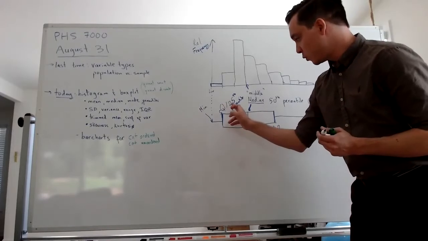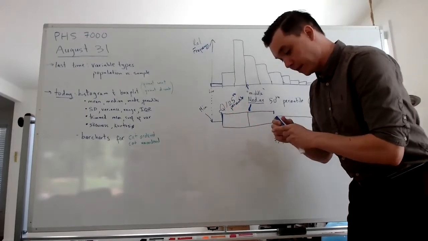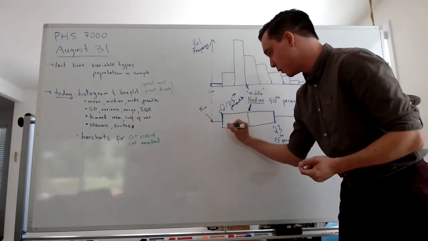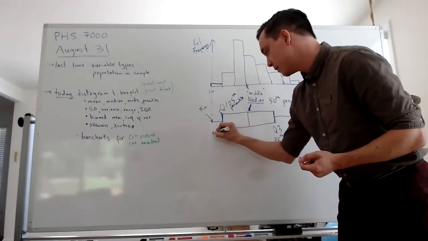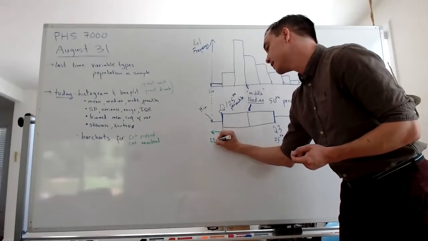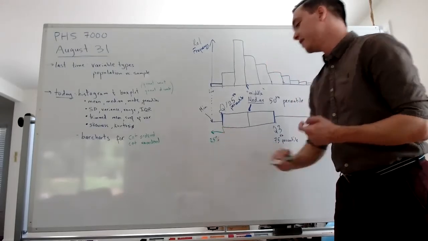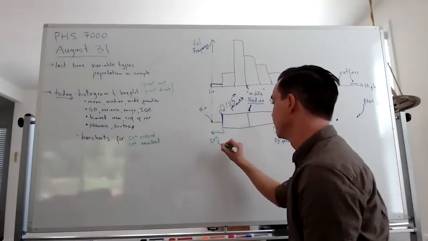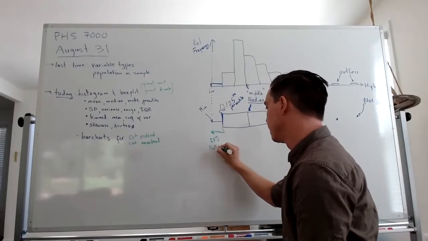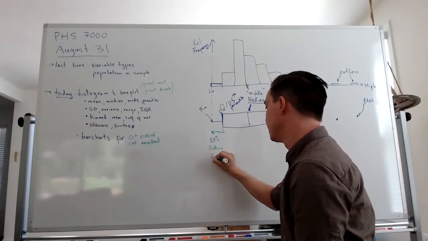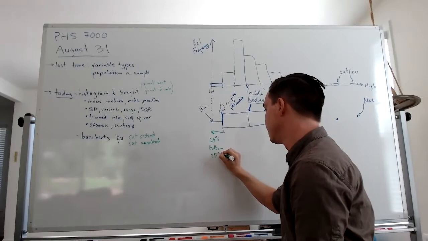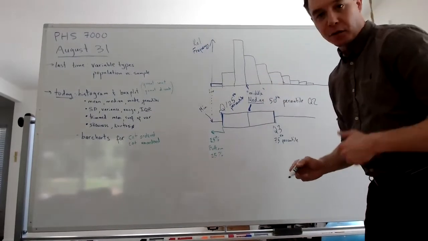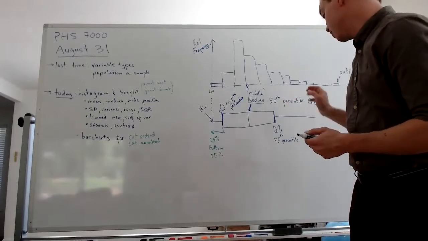Because this is the 25th percentile, I'll use a different color now. Because the edge of this box is the 25th percentile, 25% of the data lie below it, right? So this is the bottom 25%. And then this is the median, or the 50th percentile, or Q2.